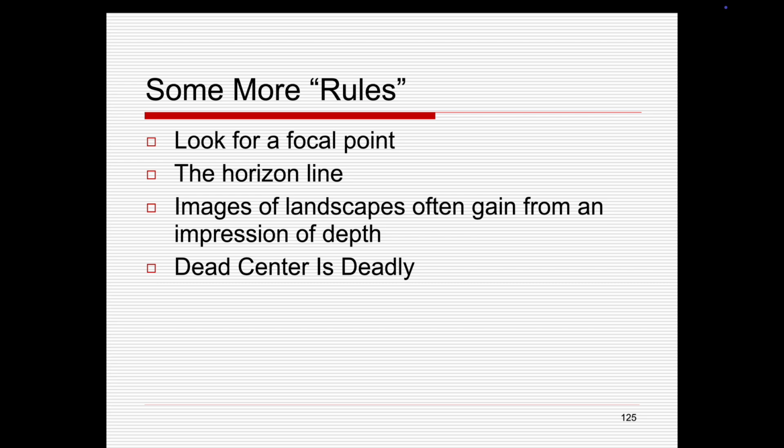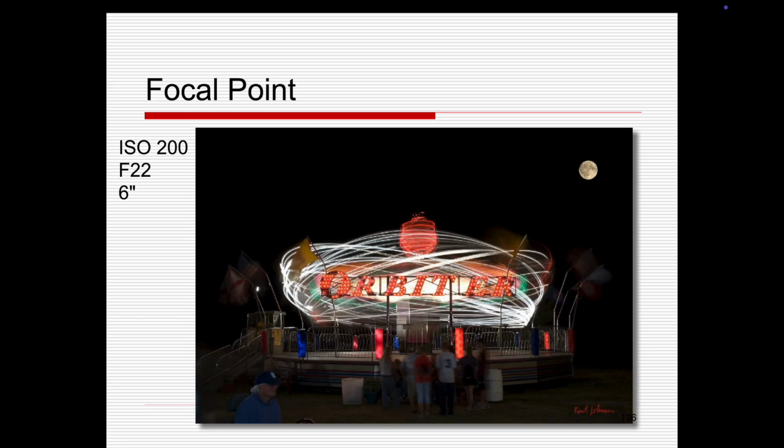We need to look for a focal point. We need to keep our eye on the horizon line. Images of landscapes often gain from an impression of depth, and dead center is deadly. What's the focal point in this picture? My ISO is 200. My aperture is f/22, so that I could choke off the light coming in and get as long of an exposure as I could in this basically well-lit midway. So 6 seconds on the tripod gives me this orbiter zipping around here like this too.